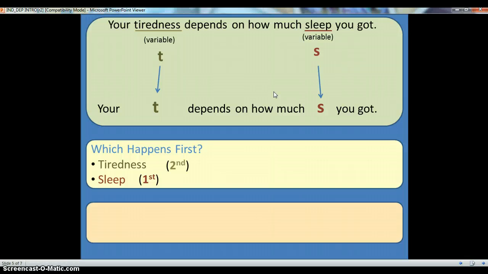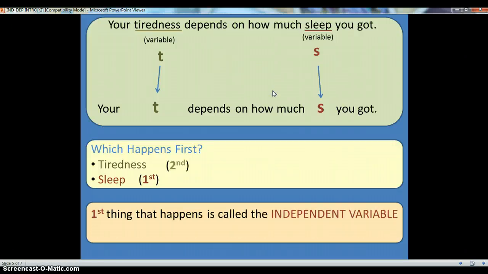And if you got enough sleep, you're not as tired. If you got too much sleep, maybe you're still tired or you're wide awake. Okay, so your tiredness happens second. So since your sleep happens first, sleep is independent, tiredness is dependent.